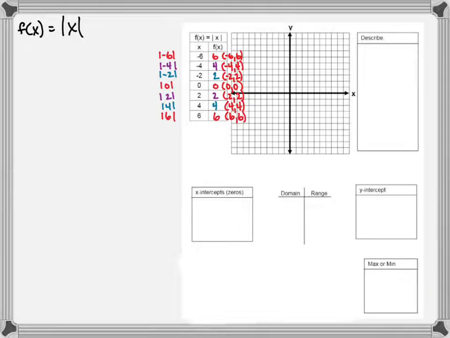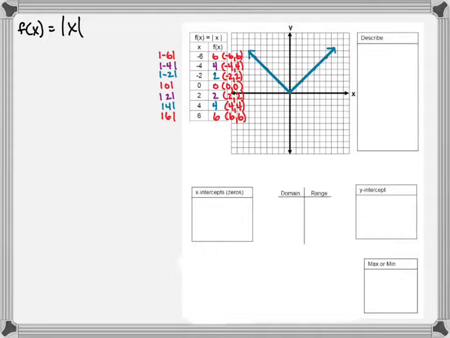And now we're going to plot those points. So here is (-6, 6), (-4, 4), (-2, 2), (0, 0), (2, 2), (4, 4), (6, 6). And we can draw in with lines because we know it's not just these points. And this graph will go up into the left forever, so we'll put arrows, and up into the right forever, so we'll put an arrow there as well.